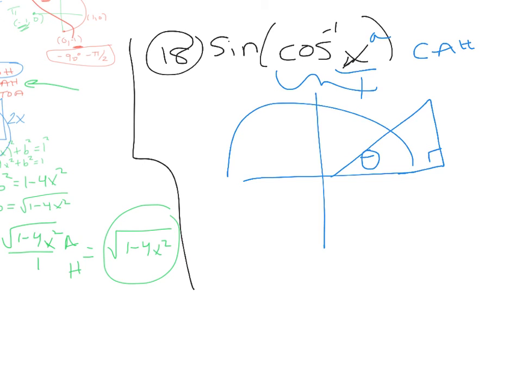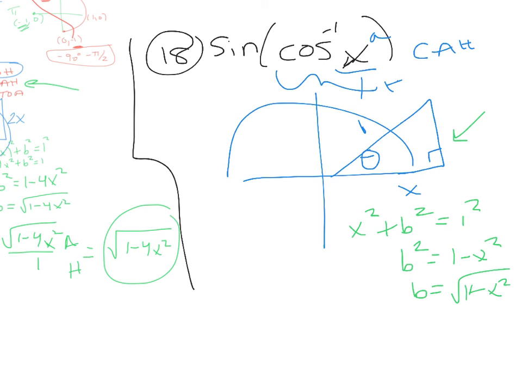I know that 1 would be my hypotenuse. So I'm going to try to find this last side. When I search for that last side, I get x squared plus b squared equals 1 squared. So I get b squared equals 1 minus x squared. So b is the square root of 1 minus x squared.